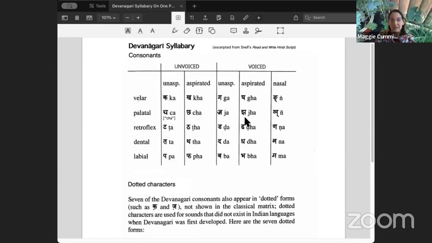Consonants. And this is taken right from Rupertji's Read and Write Hindi Script here. So you may have seen it there. Who can tell me how this consonant grid is organized? And tell me a little bit about how it's organized.